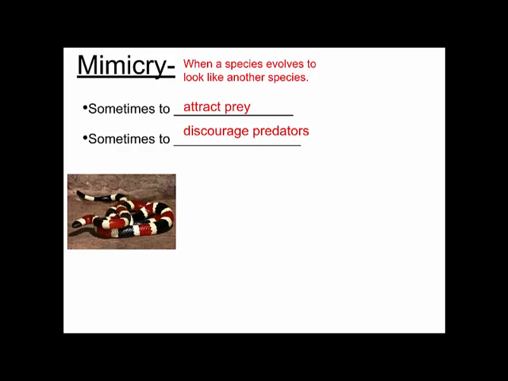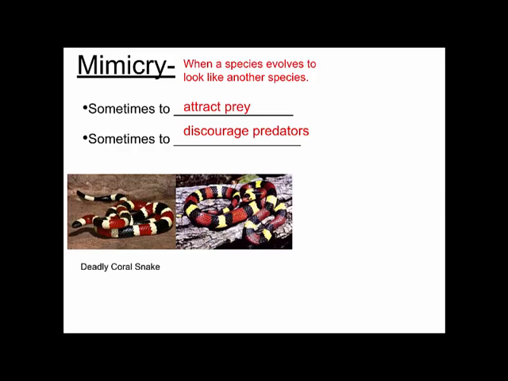What is this snake? Do you know? A coral snake. It's deadly. It'll kill you if it bites you. This is another snake. You know what this is? Deadly coral snake? No, this is a deadly coral snake. This is not. This is harmless. Has no poison. It's the scarlet king snake.